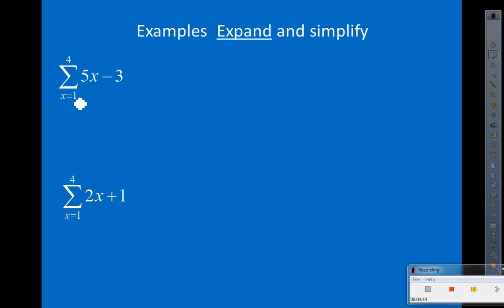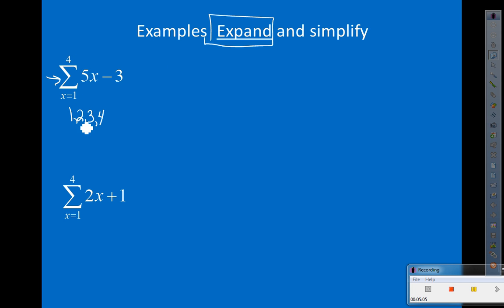I'd like for you to go from 1 to 4 using the equation 5x minus 3. Whenever you see the word expand, what that means you're going to do is you're going to plug in 1, then 2, then 3, then 4. And then you're going to add those terms together. So this says go from 1, the first term, to the fourth term. The bottom number tells you where to start. The top number tells you where to end.